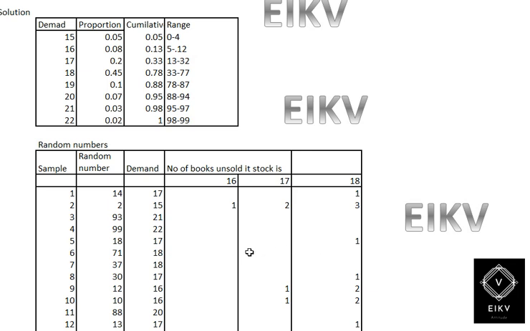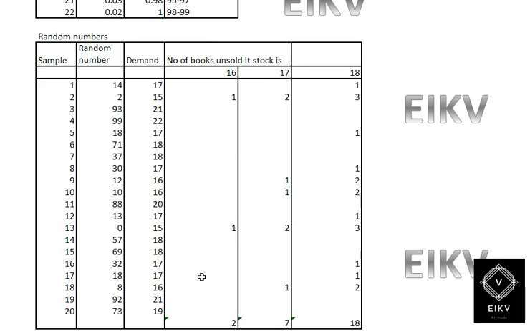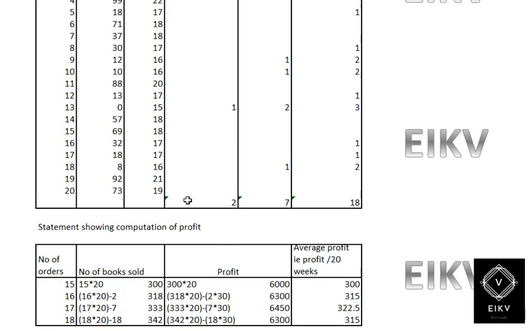Then we have 18. 18 is the maximum, the average, therefore no adjustment shall be made. Then the next one is also 18, therefore no adjustment will be made. Next one is 17, therefore take one book to get 18, therefore 17 plus 1 will give you 18. Then we have 16 books, therefore 16 plus 1 will give you 17, and 16 plus 2 will give you 18. The same way we need to do for all 20 numbers.